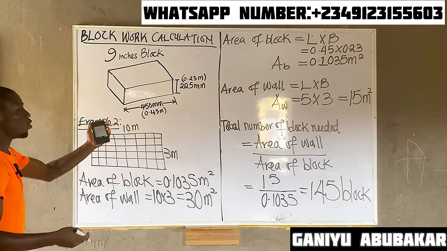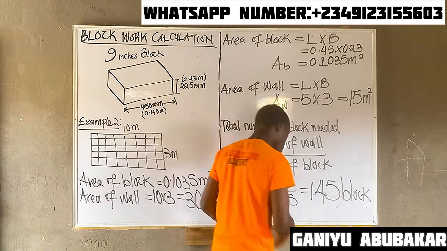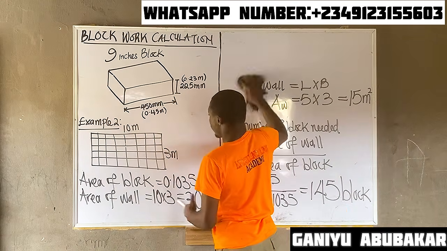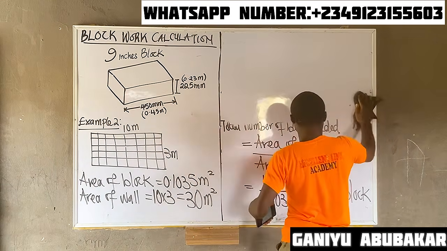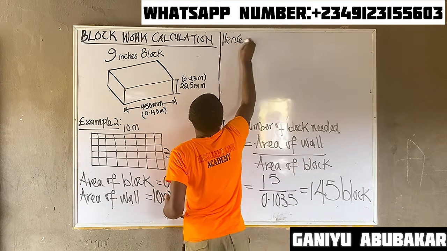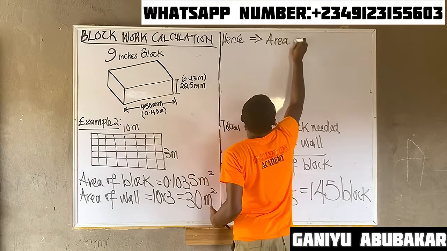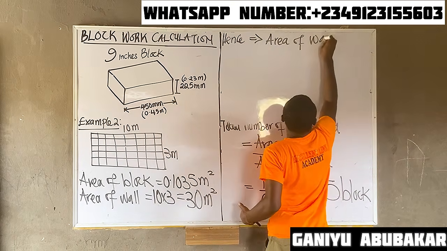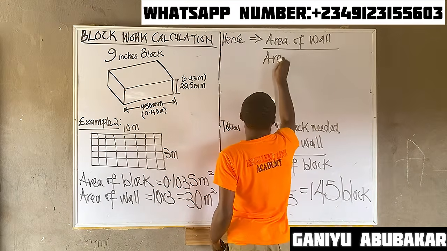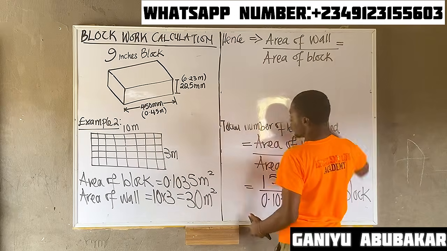To get the total number of blocks, we said divide area of wall by area of block. That's all. So let's get that done. I'll divide area of wall by area of block in this case. Hence, from here, this gives you area of wall all over area of block. Area of wall is of course what there?